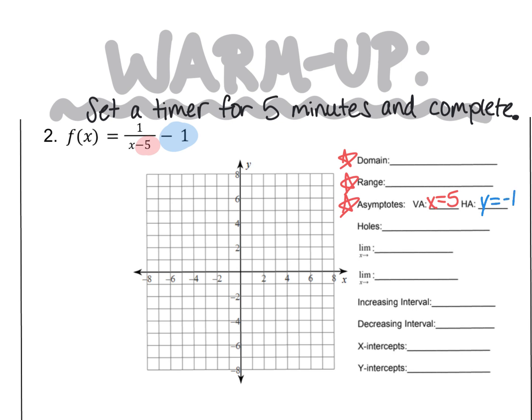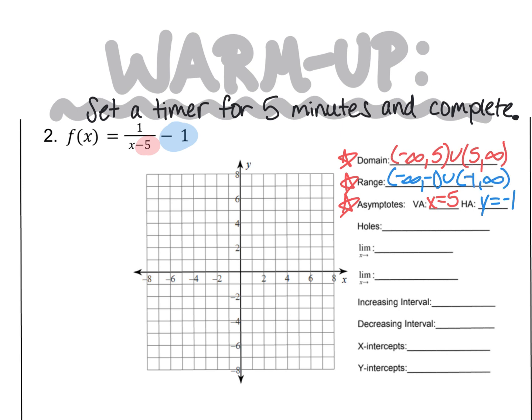Okay? After knowing these, we're able to go ahead and do the domain and the range. So for domain, the only stopping place we have is 5. It's the only X value we have to worry about for right now. So we should have -infinity to 5 and 5 to infinity. Same thing with range, but the only value we're stopping at is -1. So -infinity to -1, union with -1 to infinity.